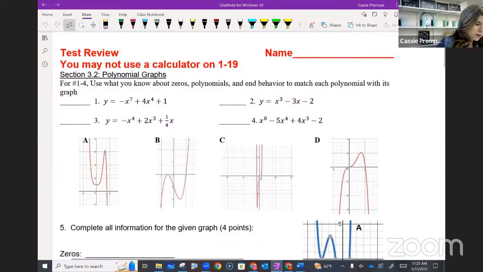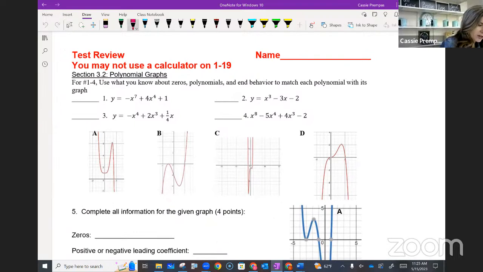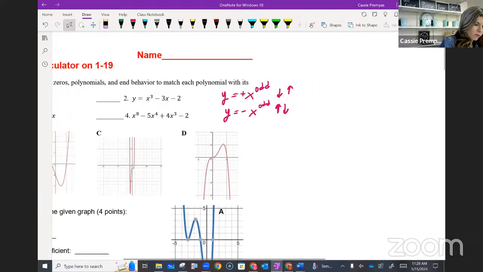All right, guys. Quick reminder. If you have an odd degree with a positive leading coefficient, then yes, it's down up. If you have y equals a negative in front with an odd coefficient, up, down. Nice, Jace. If you have y equals a positive coefficient with an even exponent, up, up. Awesome. And if you have y equals negative x with an even coefficient, down, down.